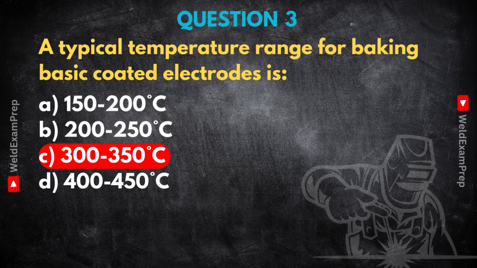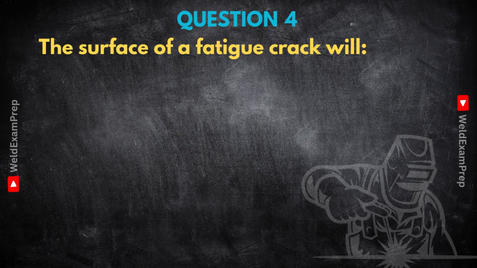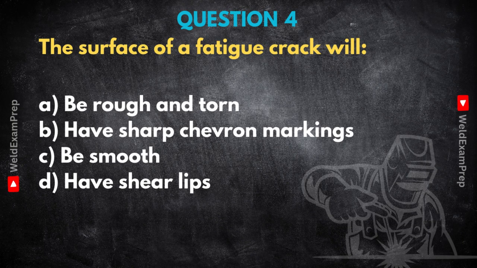All right, let's move from preventing defects to understanding failures when they do happen. Let's talk about fracture surfaces. When you look closely at how something broke, the surface tells a story. So the question is, the surface of a fatigue crack will A, be rough and torn, B, have sharp chevron markings, C, be smooth, or D, have shear lips. How does a crack that grows slowly over time under cyclic load look different from other breaks?